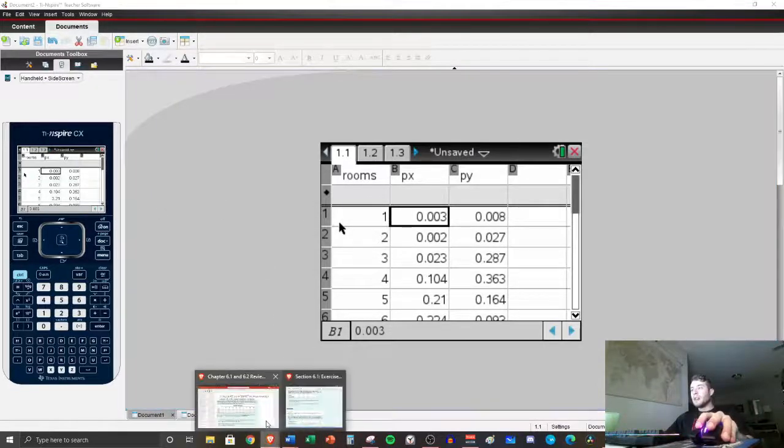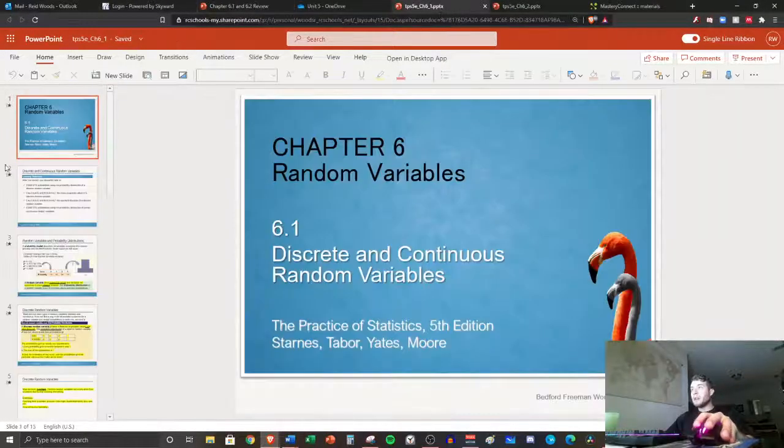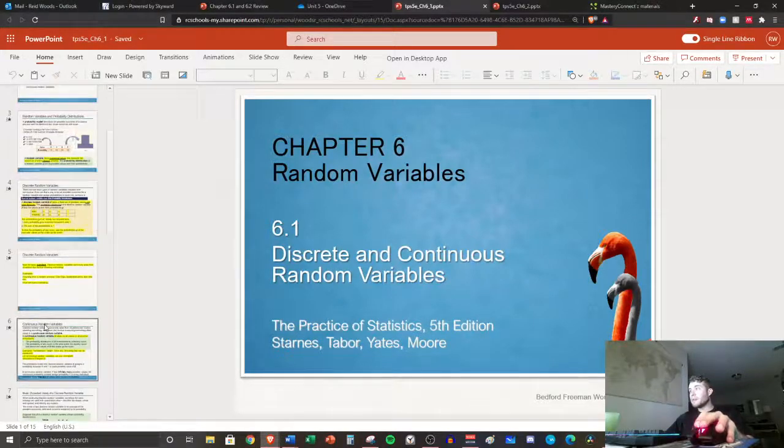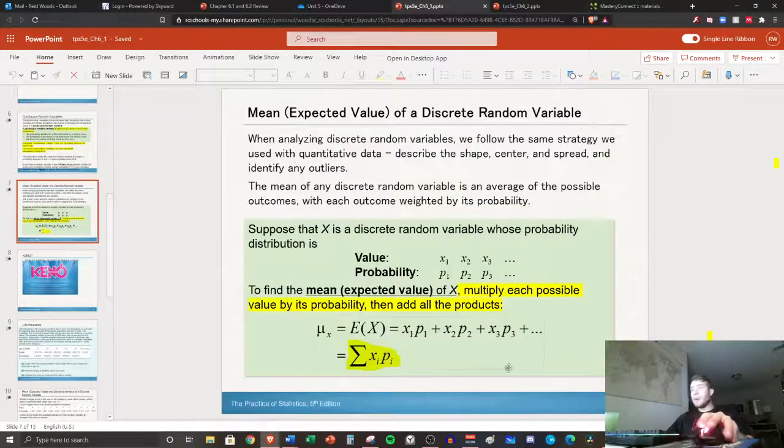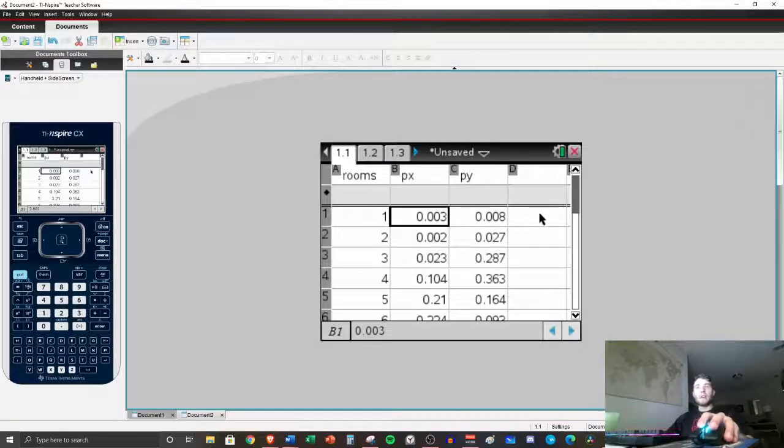Now, obviously, we have this. Let me go to our notes here. We had this formula here: multiply each possible value by its probability, and then add the products up. We could do that, and it would work. But obviously, we have a calculator here that can help us. So you should go back.